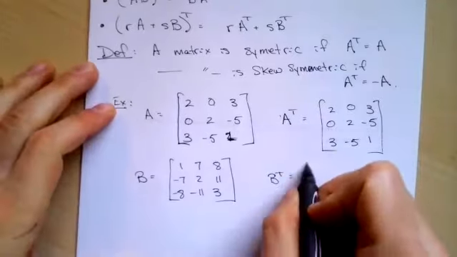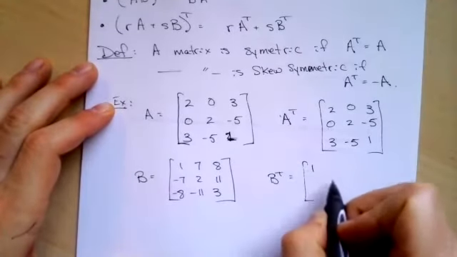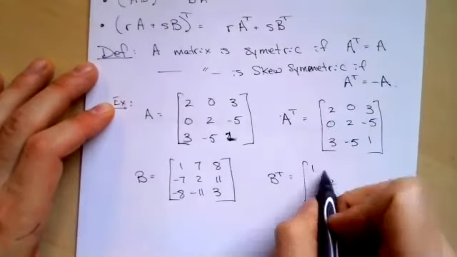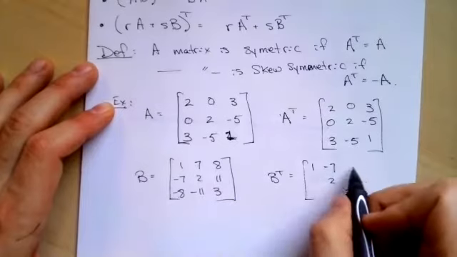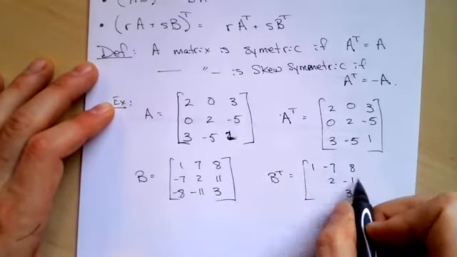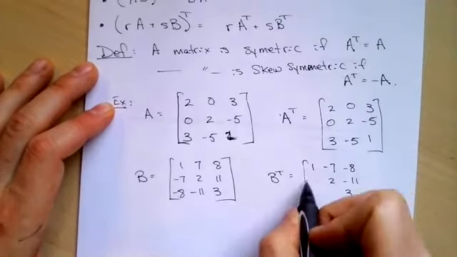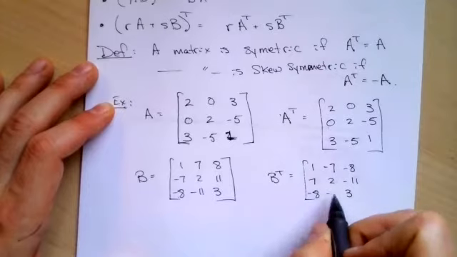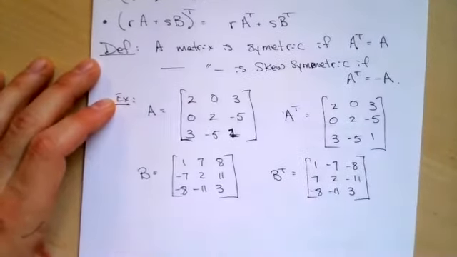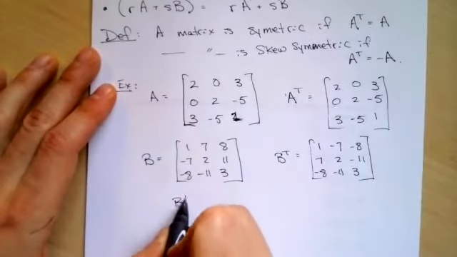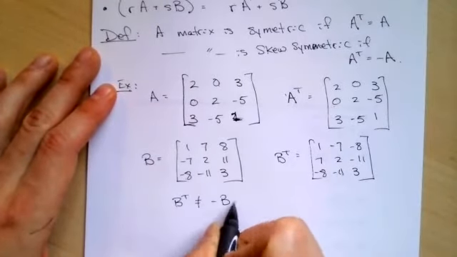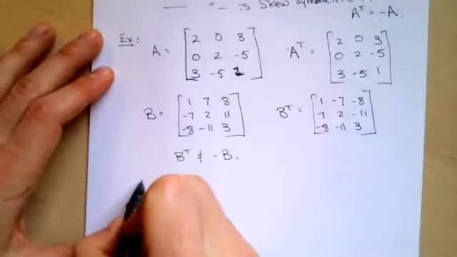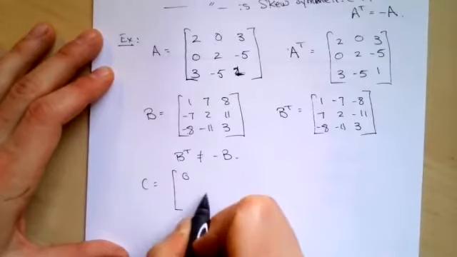So this one won't quite work because what's going to happen, B transpose is going to give us a 1, 2, 3 on the diagonal here. This -7 is going to come up here. The -8 is going to switch with the +8, and the -11 is going to switch with the +11 as well. But we didn't satisfy our skew symmetric, since B transpose is not equal to -B, because the diagonals should be negative. So really what we need would be a matrix with zeros.